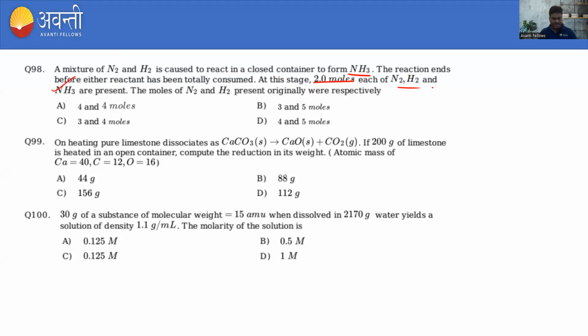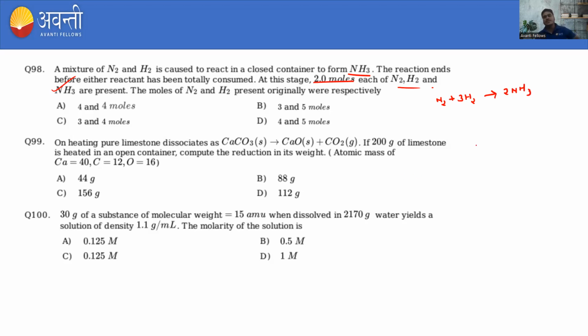Right. So let me write the reaction first. So we know that this is N2 plus 3H2, and this will produce 2NH3. So this is the basic reaction, right? So we can say that 2 moles of ammonia are formed for every 1 mole of N2 and 3 moles of hydrogen.